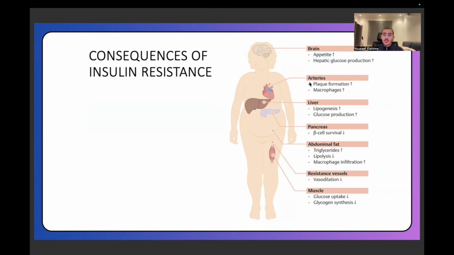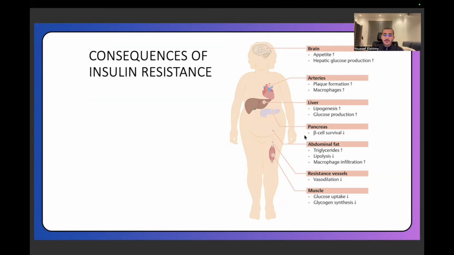The arteries, this would lead to increased plaque formation, atherosclerosis, stroke, MI. This is due to insulin resistance and insulin not being able to function well. For the liver, it's going to increase lipogenesis, so you would have a fatty liver, as well as it would increase the glucose production, so it would raise the glucose levels in the blood.